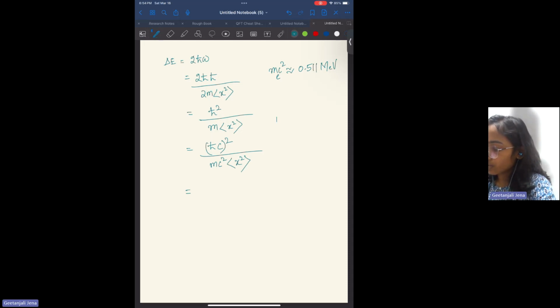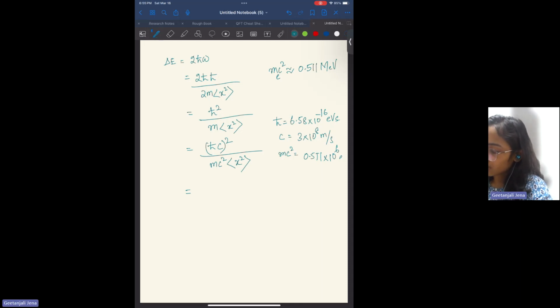Now if you put the value of h cut in electron volt, it is nothing but 6.58 into 10 to the power minus 16 electron volt second. C, you know, it is 3 into 10 to the power 8 meter per second. mc square is 0.511 into 10 to the power 6 electron volt, and x square you have just seen, it is nothing but 10 to the power minus 20.